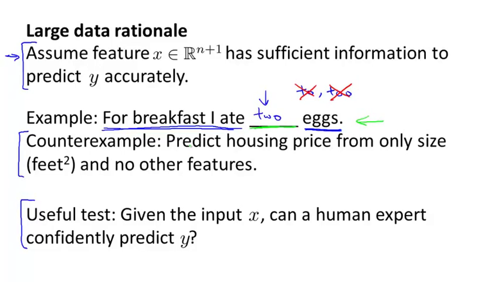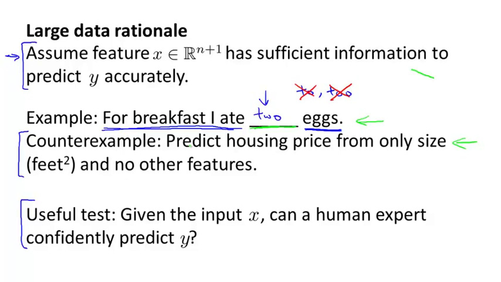But in contrast, if we go to an expert in house prices, like maybe an expert realtor, someone who sells houses for a living, and I just tell them the size of a house and ask for the price, even an expert in pricing or selling houses wouldn't be able to tell me. So that's a sign that for the housing price example, knowing only the size doesn't give me enough information to predict the price of the house.